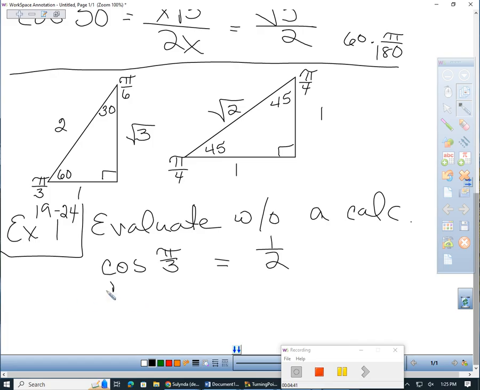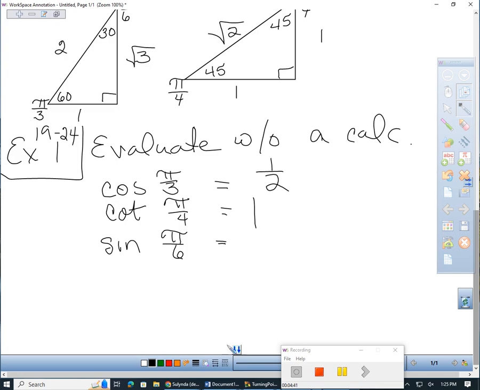What if I gave you the cotangent of pi over 4? Cotangent, remember, is adjacent over opposite. It would just be 1, exactly. Let's do the sine of pi over 6. Remember that sine is opposite over hypotenuse. So from pi over 6, my opposite side is 1. My hypotenuse is 2.